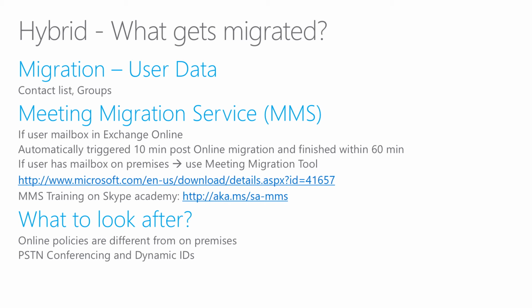So when moving to hybrid, what effectively gets migrated? User data is migrated, like contact lists and groups. If your user has his Exchange mailbox online, you can make use of meeting migration services (MMS), and the MMS is automatically triggered 10 minutes post online migration and is finished within 60 minutes normally. If your user has his mailbox on premises, then you have to use the meeting migration tool that you can download at the following URL. And if you want to know more about MMS, you can find the training on Skype Academy at aka.ms/sa-mms.